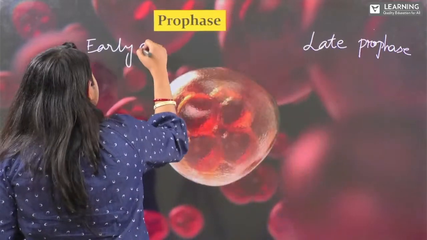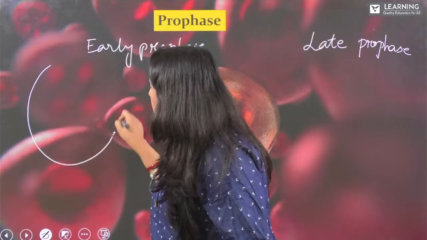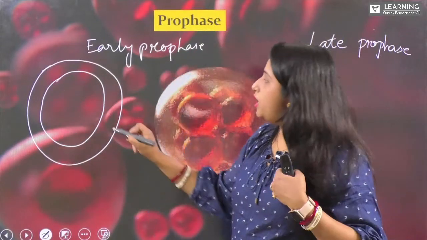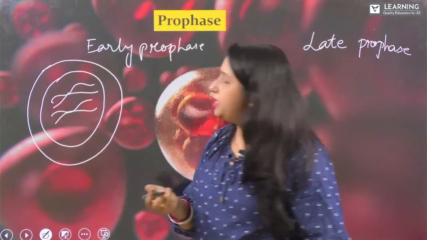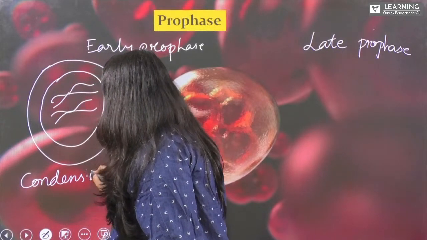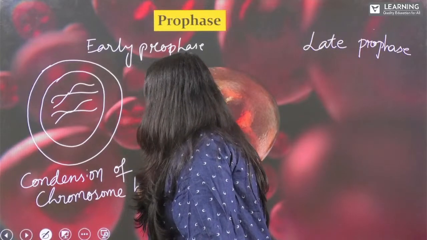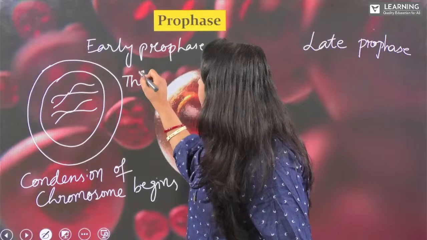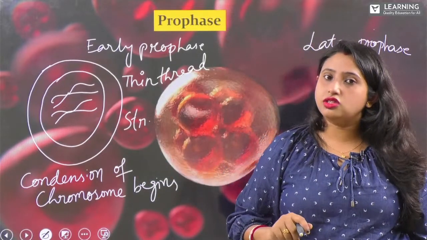Now what happens in the early prophase? If we see, this is the cell, and inside the cell you will see this is the nucleus, right? What happens here is that the condensation of the chromosome begins. In this early phase, the condensation of the chromosome begins, and the chromosomes, as you can see, look like thin thread-like structures.